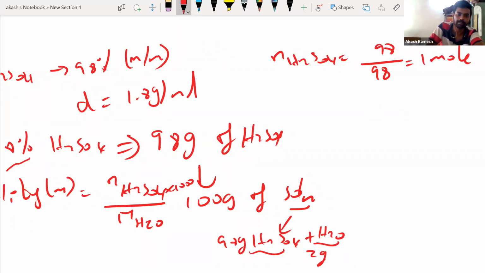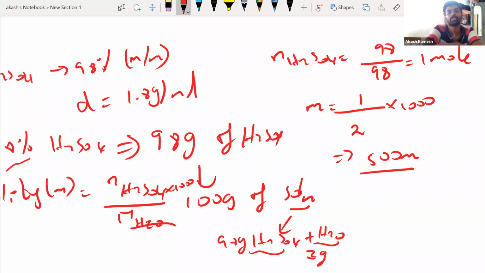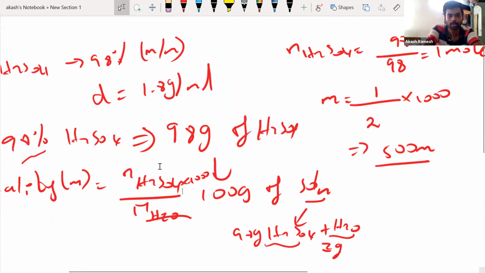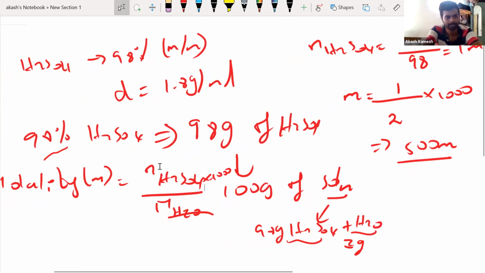So if I calculate molality, small m, that would be number of moles of H2SO4, that is 1, divided by the mass of H2O, which I found to be 2 grams, into 1000. So this would be 0.5 into 1000. Really, this big a value is coming? No issues. So 0.5 into 1000 will become 500. 500 m is the answer for molality. Very easy, right? I just converted mass percentage into mass itself by assuming that the total mass of the solution is 100 grams. As simple as that.